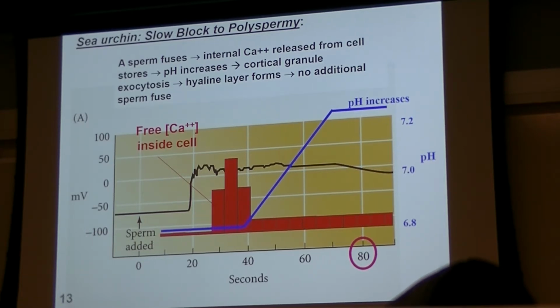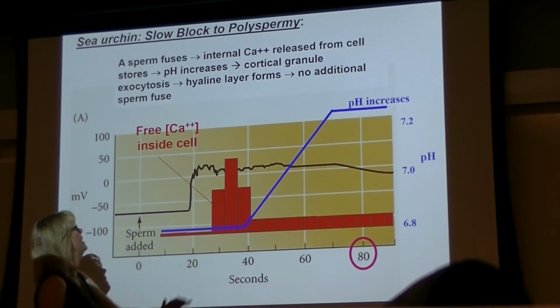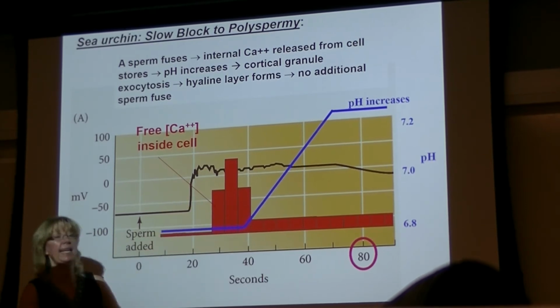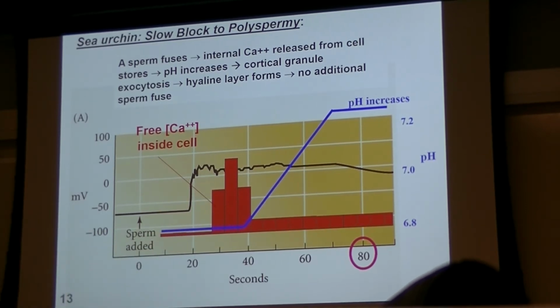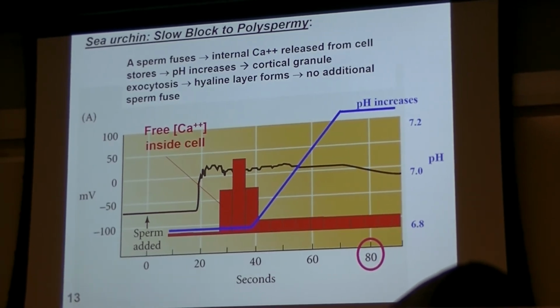So let's look at these events in a couple of slides here. On this slide, red indicates calcium increasing inside the cell and blue indicates the pH increasing. You can see that these events take somewhat longer. They take maybe a minute or two to happen, so they're slow. Okay?